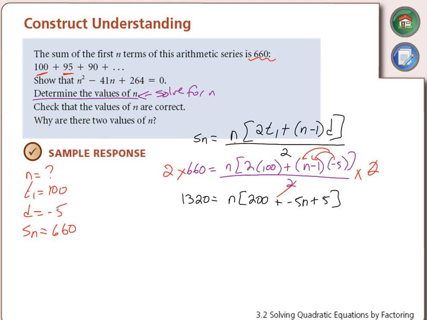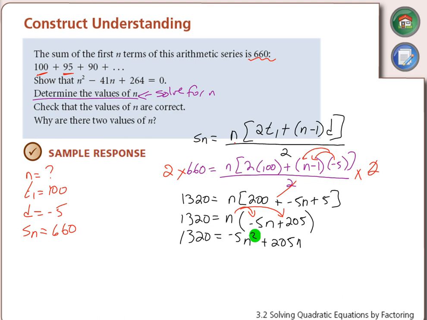Let's clean it up inside the brackets there. 1320 equals n times. I can combine the 200 plus the 5. That gives me negative 5n plus 205. Next step, distribute in the next n. 1320 equals negative 5n squared plus 205n. What we've got now is a quadratic. I see an n squared. The degree is 2. That's what's telling me it's quadratic.